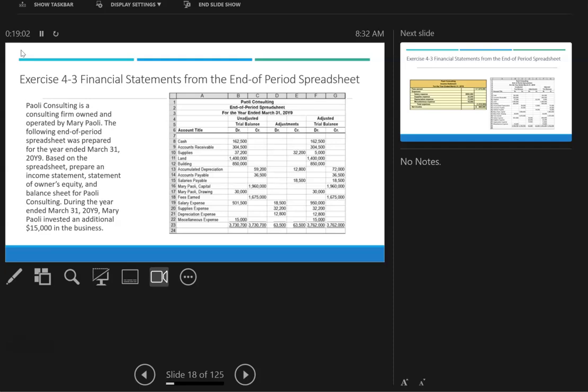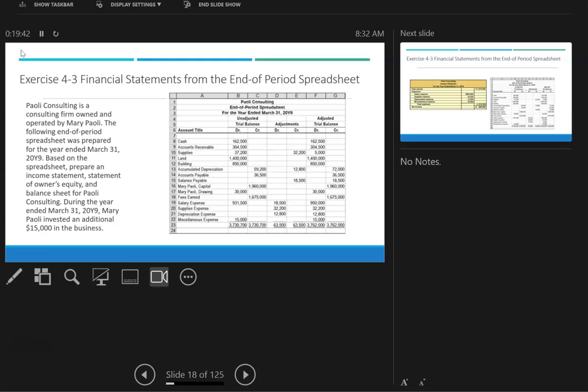So the one thing that we know, if you look, guys, it's probably hard to see, but do you see Mary Paoli Capital here? Do you see how it started with $1,960,000? So they're letting us know that she invested $15,000 more into the business. We're going to have to take that into account, okay? It's not showing it on here, but we're going to have to report it as part of the information.